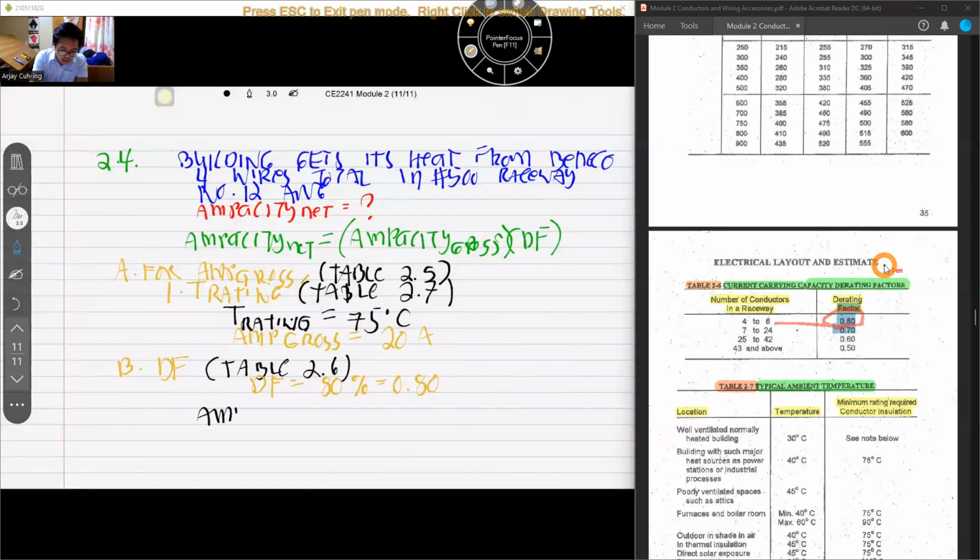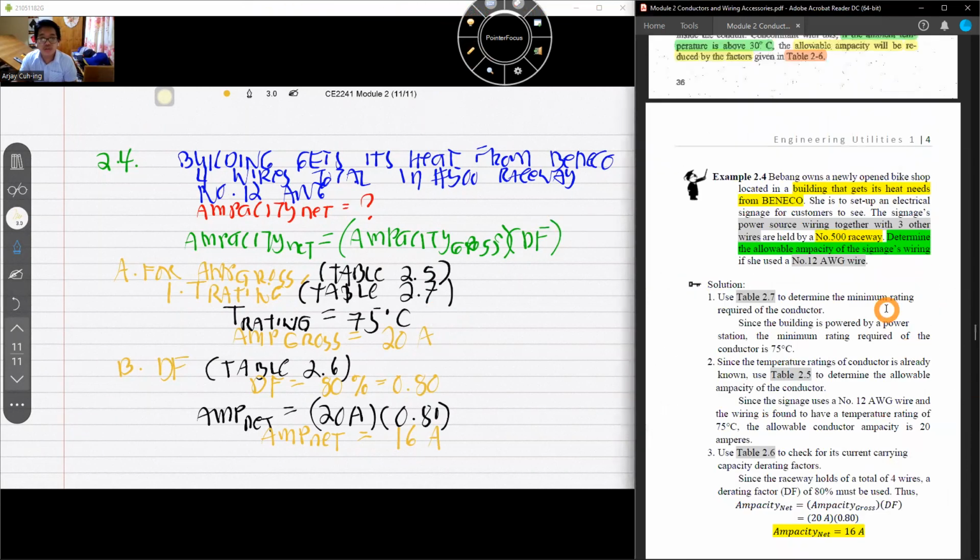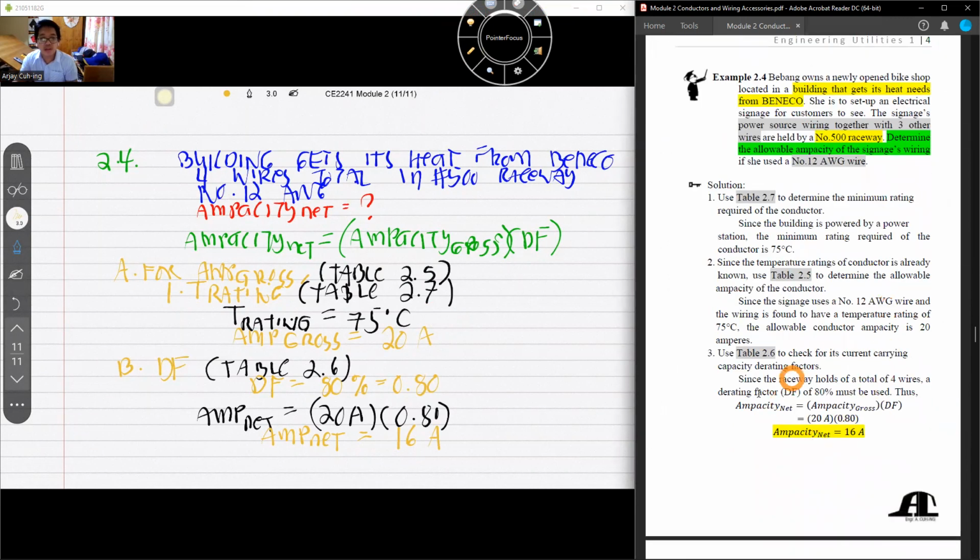So yung ating ampacity net is equal to yung gross nating class. So ang gross nating class is 20 amperes. Okay. Times class yung 80%, so 0.8. Okay. So ang ampacity net natin class is equal to 16 amperes. Okay. So yan class, that is how we answer 2.4. So again class, let's make use of the tables. So ito na class yung ating ampacity net.